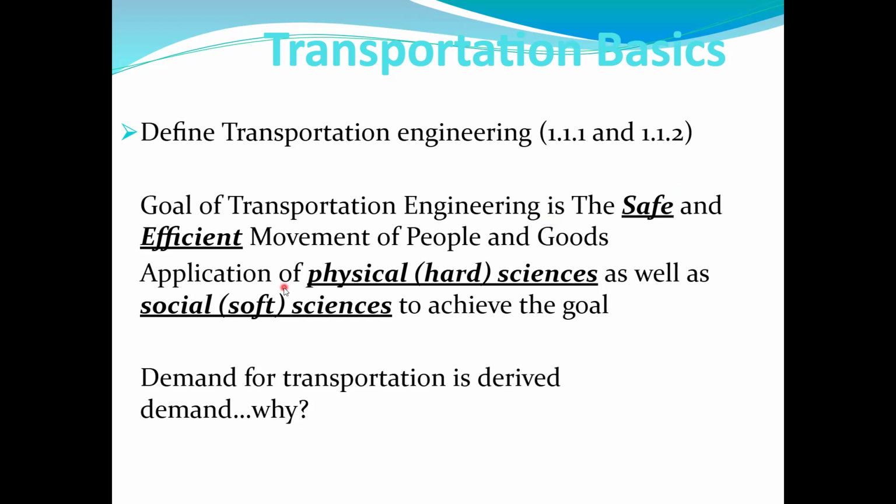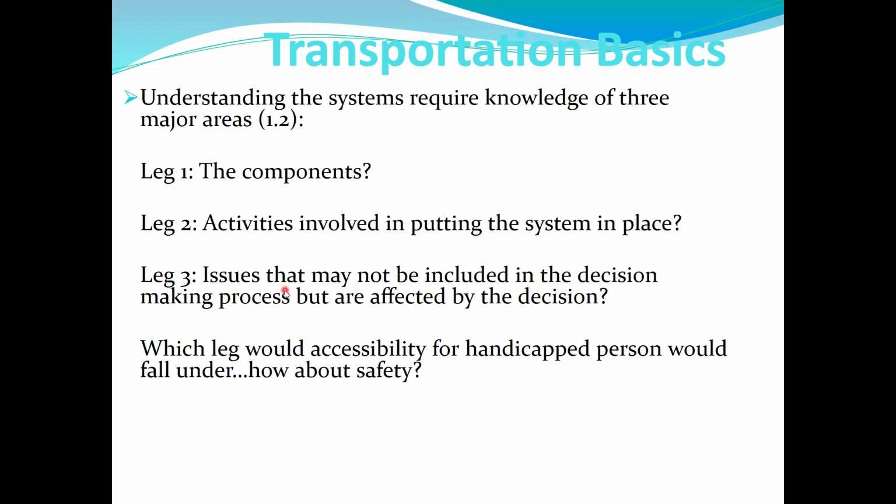Okay, so this is sort of your definition of transportation engineering. Understanding of the transportation system requires three major areas: first, the components; second, the activities involved in putting the system in place; and third, issues that may not be included in the decision-making process but are affected by the decision. So let me first pause and ask you about the definition of transportation engineering and how it may be a little bit different than other subject areas within civil engineering.